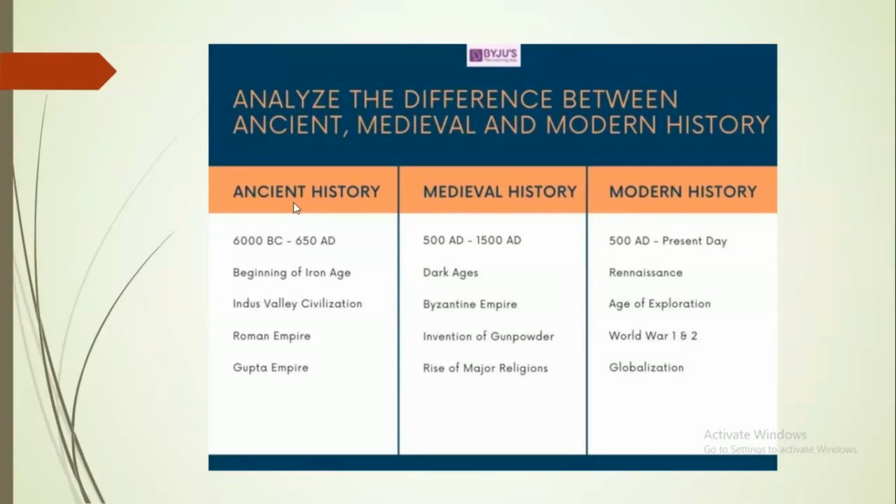And modern history, the Renaissance, is related to modern art and to technology as well. In ancient history, there was the Indus Valley civilization, then in medieval history the Byzantine Empire, and in modern history the age of exploration, that is till now. Ancient history is also associated with the Roman Empire, then medieval history with the invention of gunpowder, and modern history with World War One and Two. Then ancient history, the Gupta Empire; medieval history, the rise of major religions; and modern history, globalization, right? So this is the comparative table of these three stages of history.